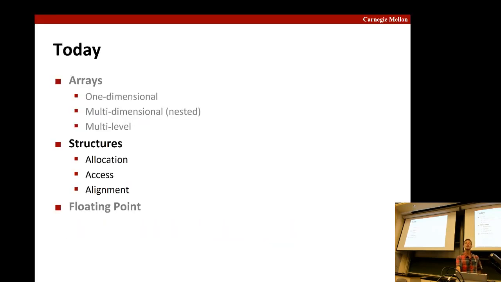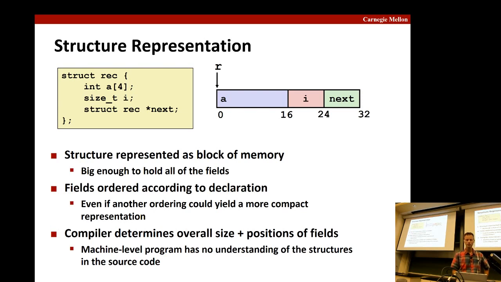Okay, so let's talk about structures. If you're familiar with C structures, this should make some sense here. We have this structure, which consists of these different things. The first thing is an array of 4 integers.